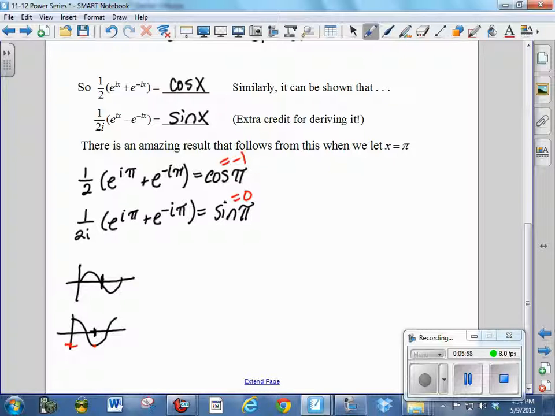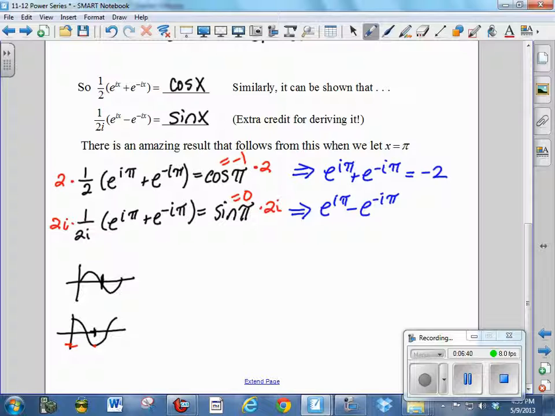Now that I have that, I'm going to multiply both sides of my equation by the denominator of the fraction over here so that I can clear fractions. So let's see what this gives me. On the left-hand side, I'll just have e to the i pi plus e to the negative i pi equal to -1 times 2, which is -2. Over here, I have e to the i pi minus e to the negative i pi.